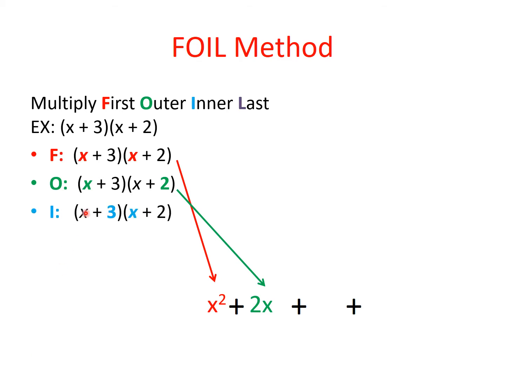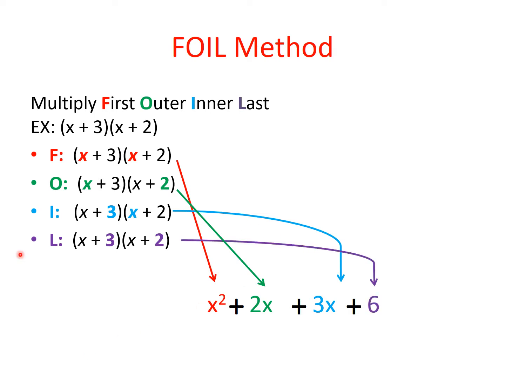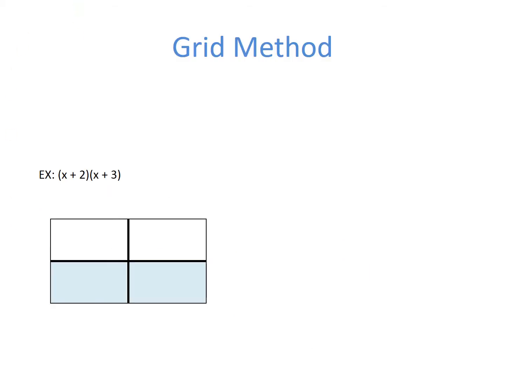The third step is I for inner. Here we have 3 times x, which gives us 3x. And then our last step is L, which actually stands for last, and we have 3 times 2, which gives us 6. So we have x squared plus 2x plus 3x plus 6, and of course our last step is always to combine like terms, so our final answer would be x squared plus 5x plus 6.